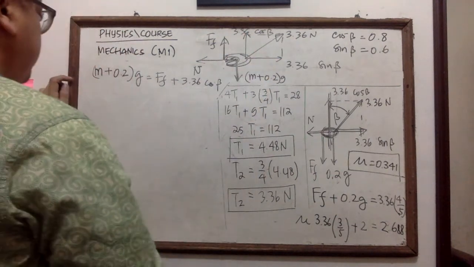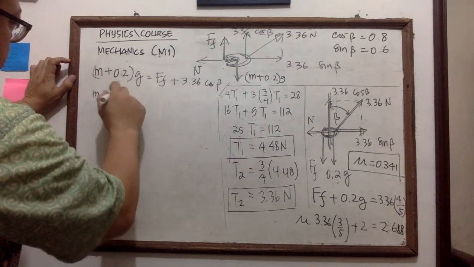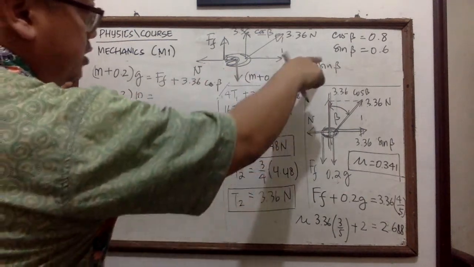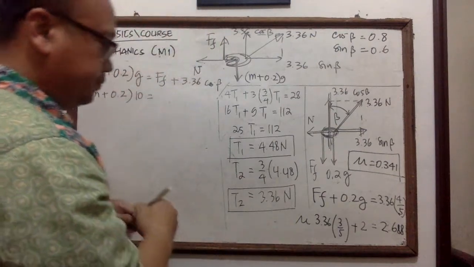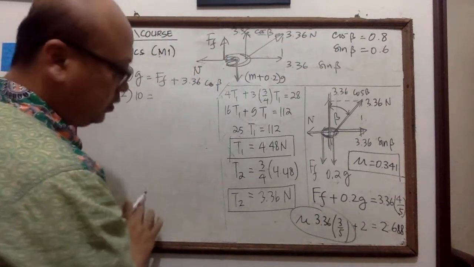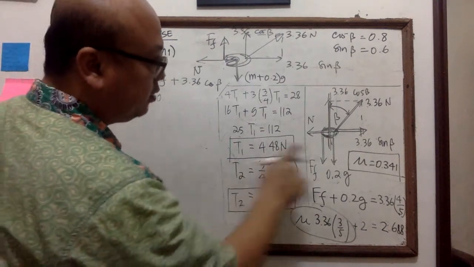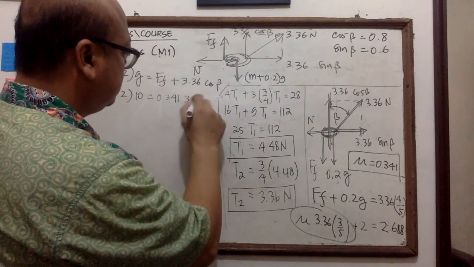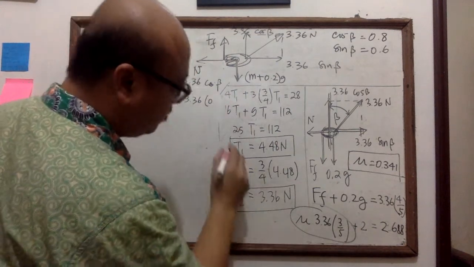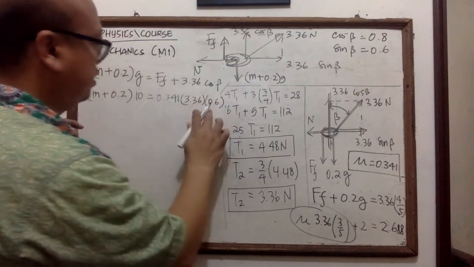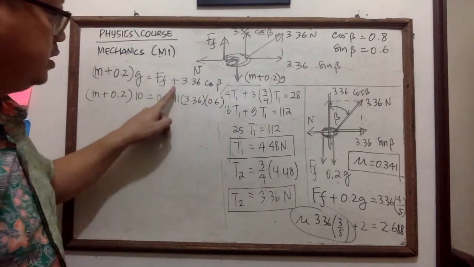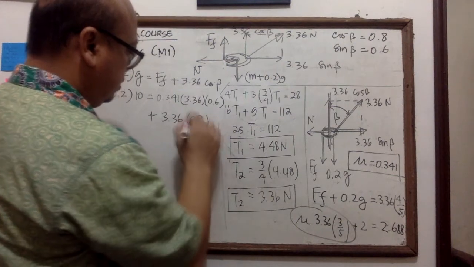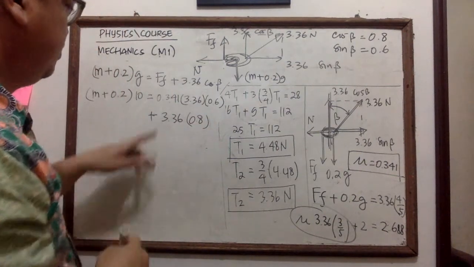So we calculate this: m plus 0.2, g is 10, and the frictional force is mu, 0.341, times 3.36 times 0.6, plus 3.36 cos beta, where cos beta is 0.8.